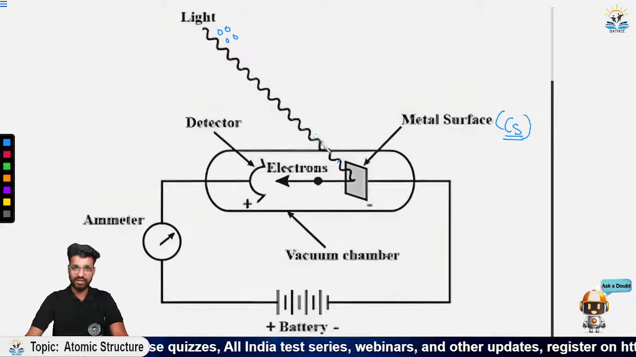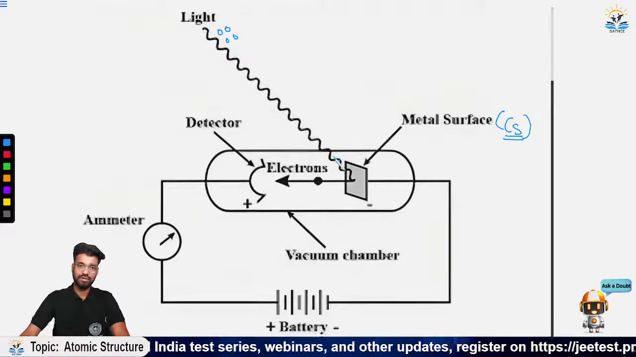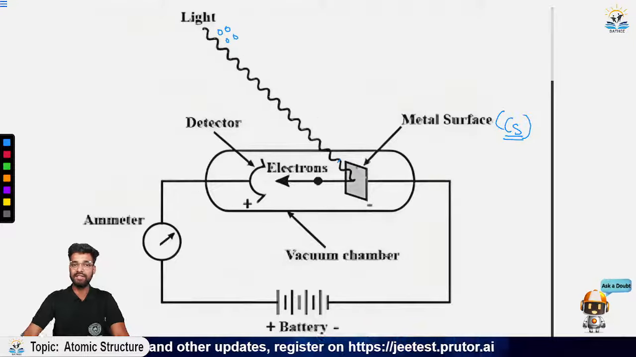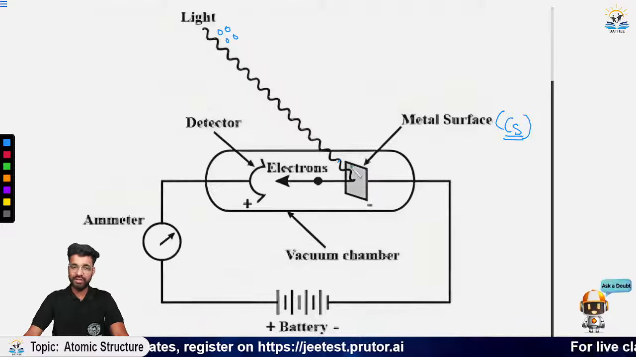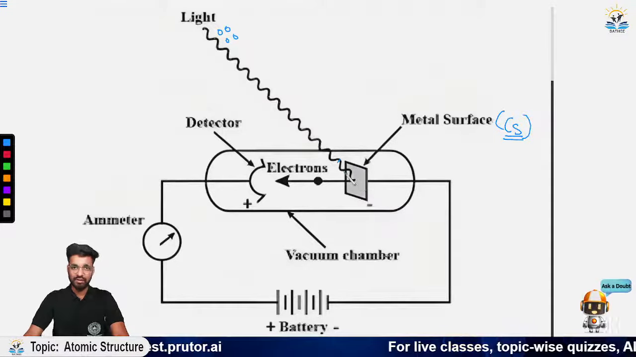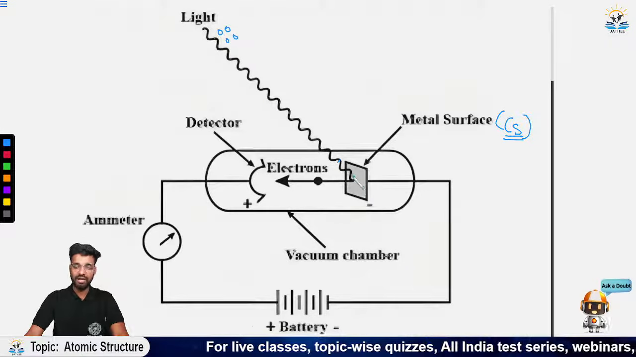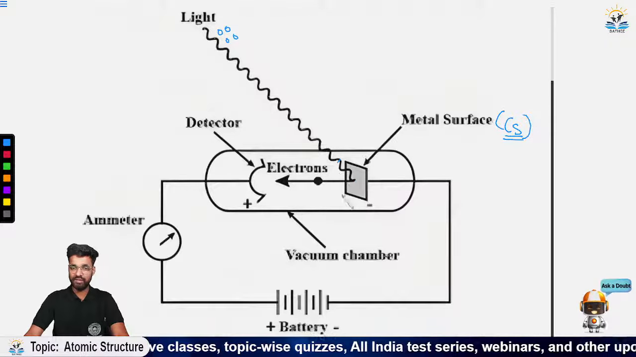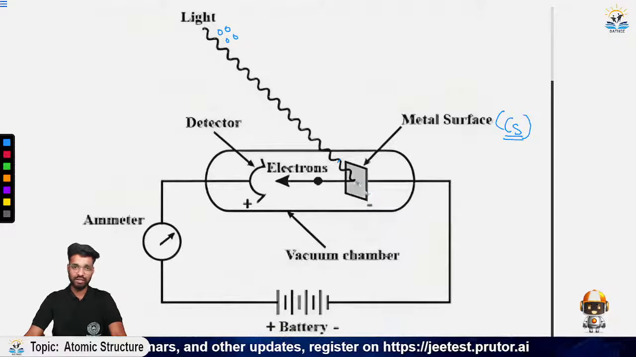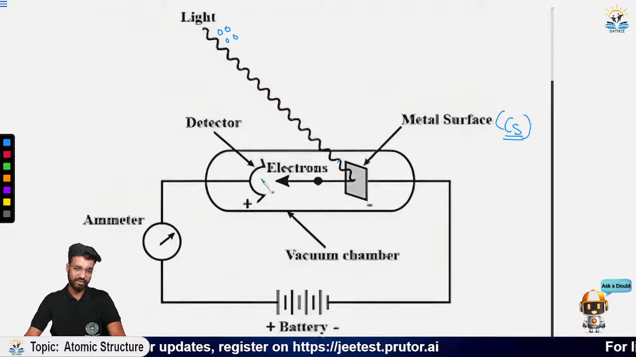So what happens in this phenomenon? These photons are incident on this metal surface and transfer kinetic energy to the electrons present on the surface of this cesium metal. Due to this kinetic energy, the electrons are released from the metal surface because they get enough energy to break the bond they are in and move towards the positive part, that is the cathode.